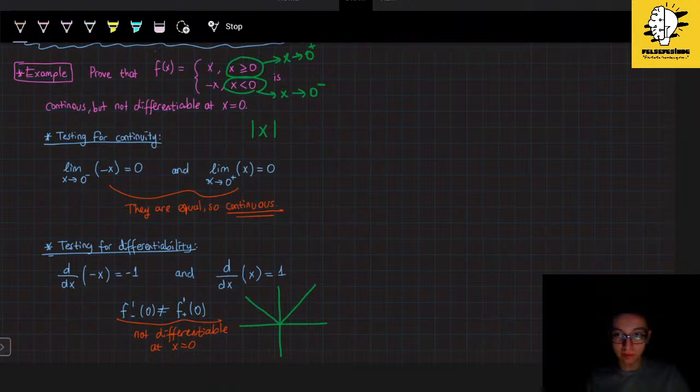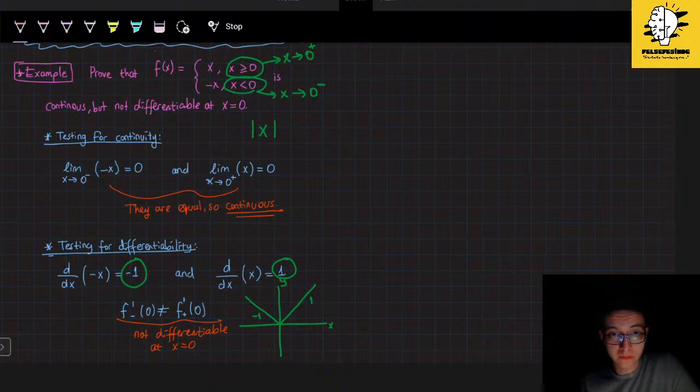Yes, it is being seen. This is the x component, y component, and you can see that it is 1 and minus 1. No problem. Okay, let's take their derivative, and when we take the derivative, one is minus 1, and the other one is 1. They are not equal, but they have to be equal to be differentiable at a point. So we know that they are not equal, so they are not differentiable at x equals 0.